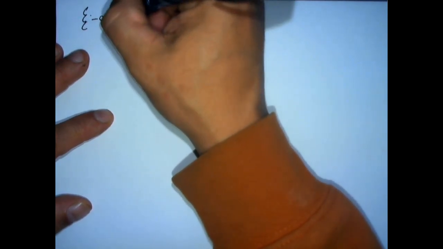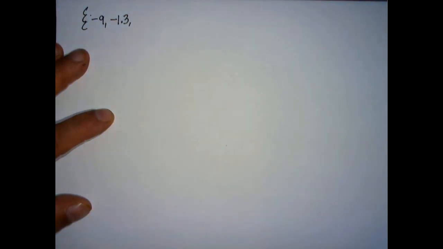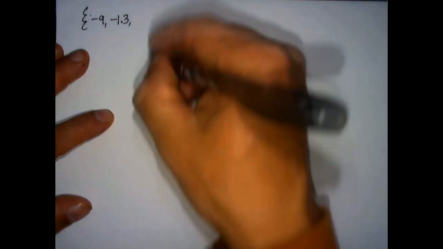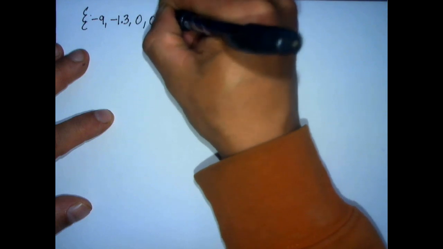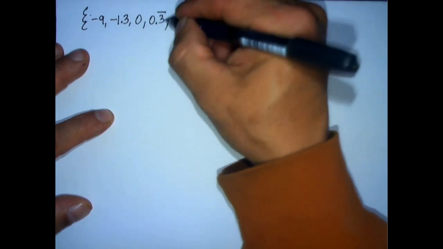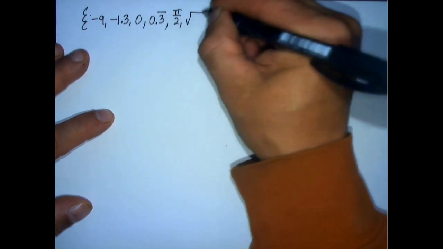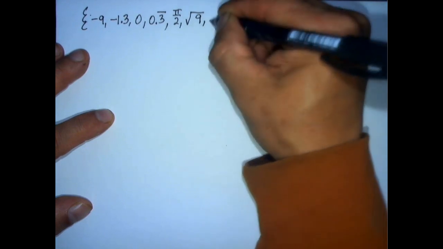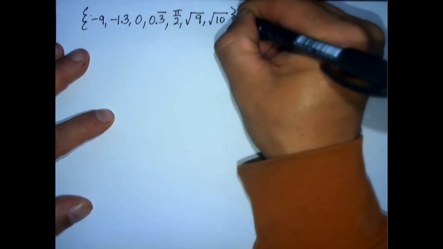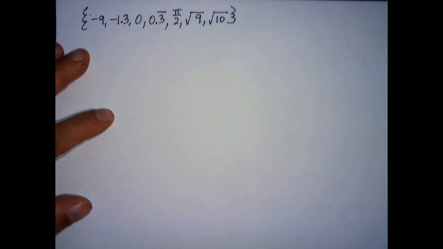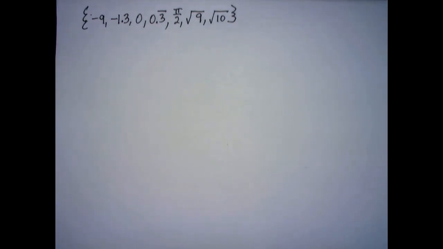Alright, we have -9, -1.3, and this is right behind my camera. Zero, 0.3 with a bar over it, pi over 2. Is pi over 2 rational? No. Very good. Okay. There's our numbers. I'm not going to worry about finding the real numbers because we know they're all real, right? They're all real.